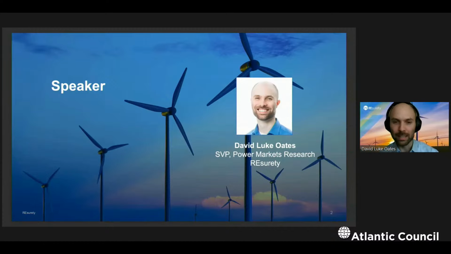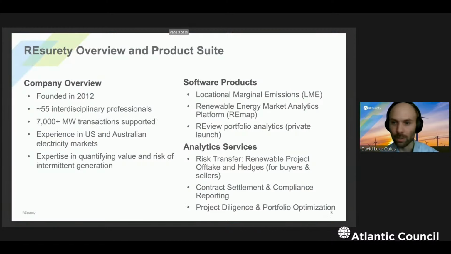As Emily said, my name is David Luke Oates. Everybody calls me DL. I lead the Power Markets Research team at REsurety. My team is responsible for developing the models and the analytical tools that support all of REsurety's products. That includes power price forecasting, but also the locational marginal emissions product that we're going to be talking about today. So let's go to the next slide.